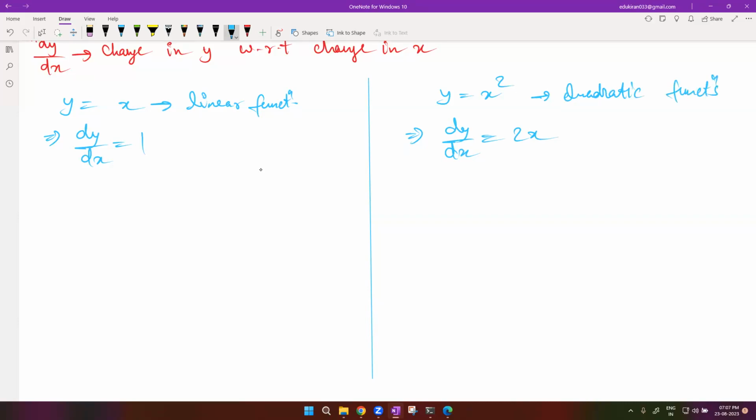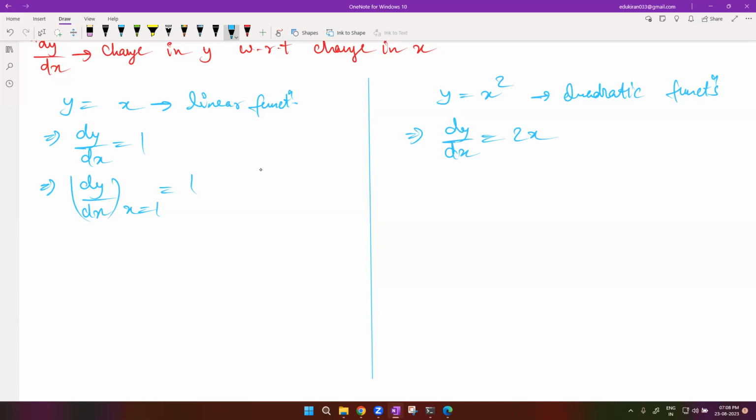Now, if you find out the value of dy by dx at x equals 1, the value will be 1 only because there is no x involved, right? Dy by dx is a constant term. The value is 1. So whatever x you put, the rate of change of y with respect to the rate of change of x is constant. Whatever you change x with, the similar change will happen in y.